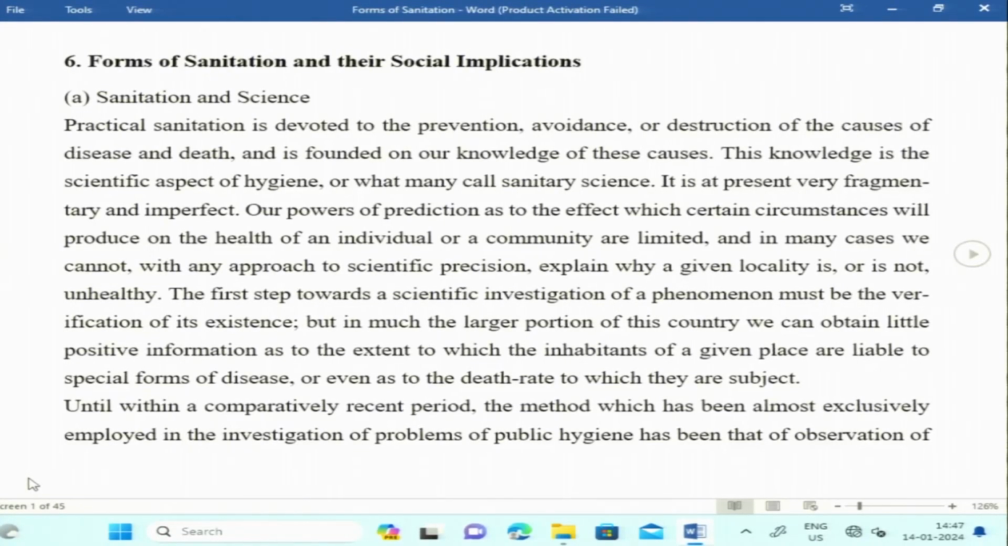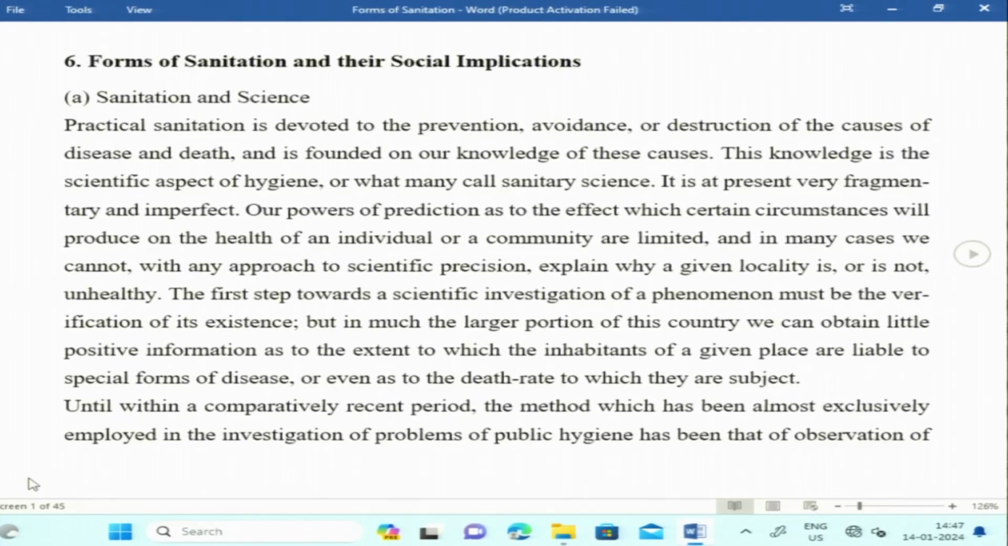The very basic thing we have to focus upon is the issue of sanitation and science. We have talked about this in the initial phase, that we have to make sanitation a science. The most important thing is that we have to speak about practical sanitation in terms of its utility and its validity in the society, and that is going to be the scientific aspect of any hygiene. That is where we try to locate the idea of sanitary science.